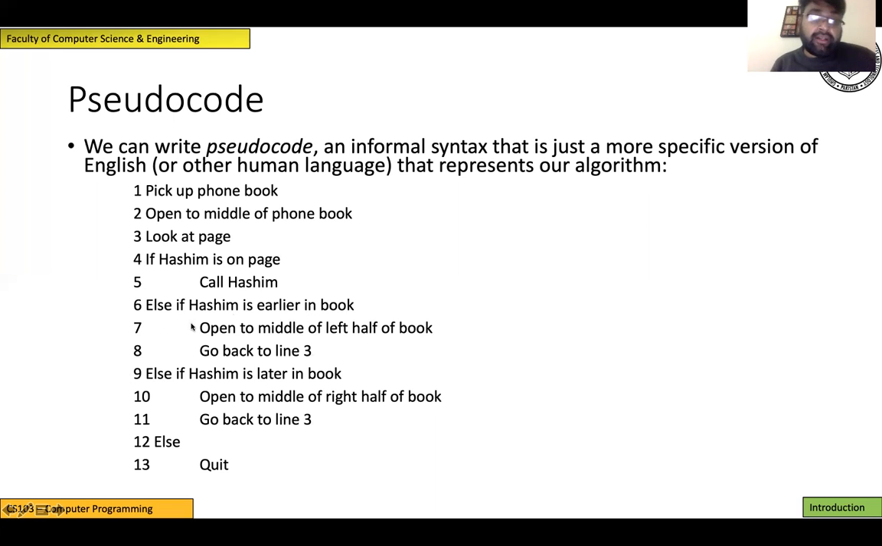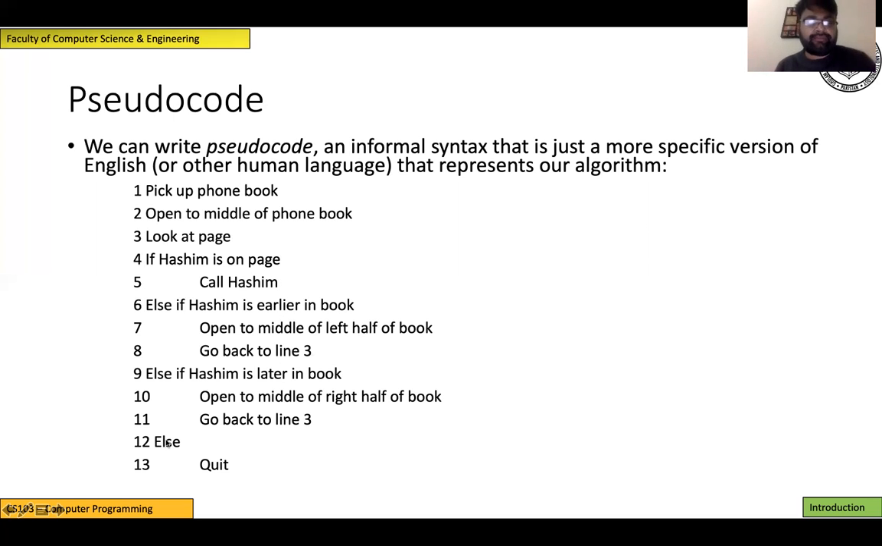Otherwise, if Hashim is not earlier in the book, then of course Hashim is later in the book, most probably. In that case, open to the middle of the right half of the book and go back to line 3. But let's suppose that Hashim is neither in the earlier half nor in the later half, and is supposed to be on the page but is not on the page either.